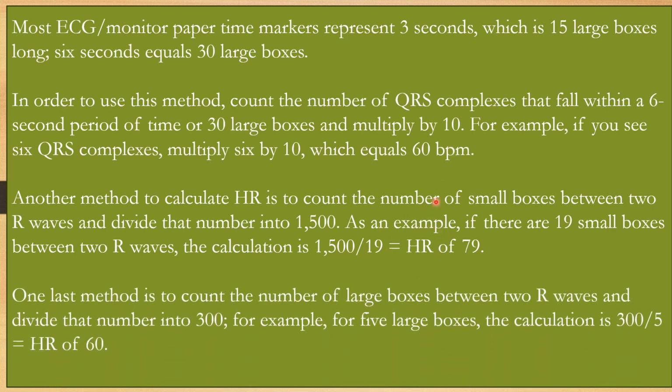And another method is to count the number of large boxes between two R waves and divide 300 by that number. For 5 large boxes, the calculation is 300 divided by 5. So the heart rate is 60. So in any of these three ways you can calculate the heart rate using an ECG paper.